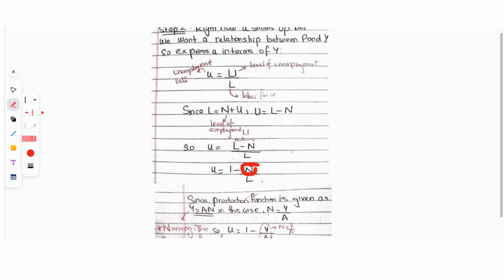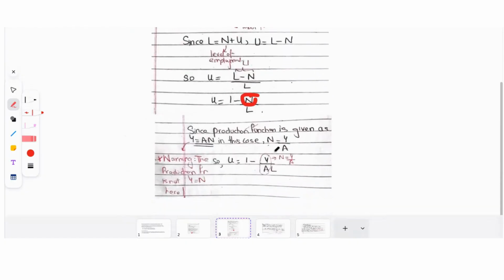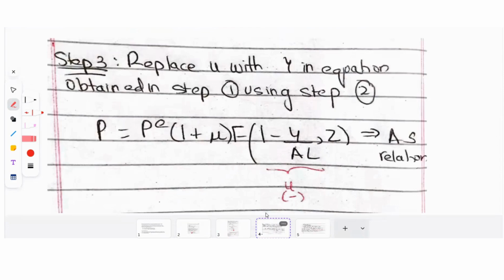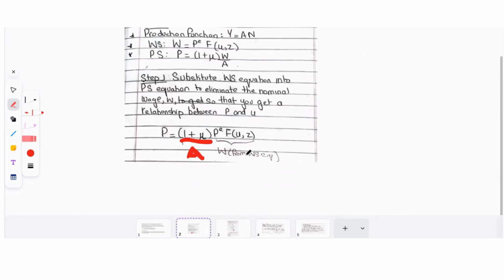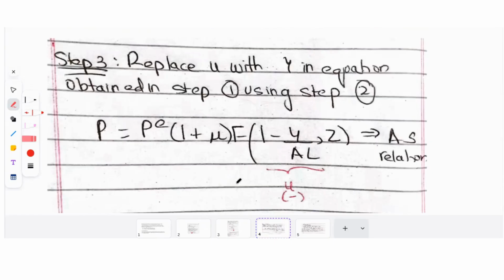Because when we substituted WS into PS, we found a relationship between P and u. But we want a relationship between P and Y. So we express u in terms of Y. And here we need to keep in mind what our production function is. The last step is that you just replace u with Y in the equation obtained in step 1 using step 2. In step 1, we had a relationship between P and u. In step 2, we expressed u in terms of Y. We substitute that in step 1 to obtain our AS relation.